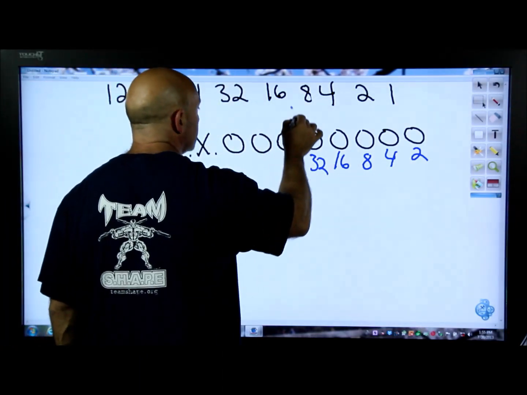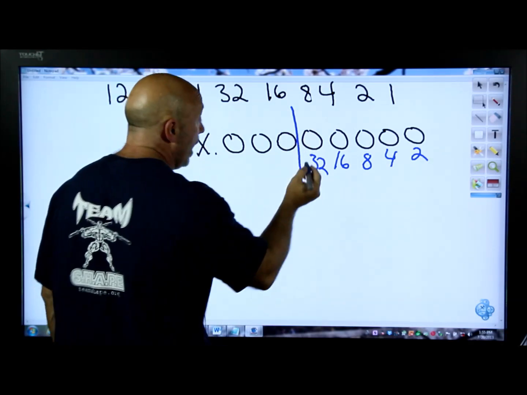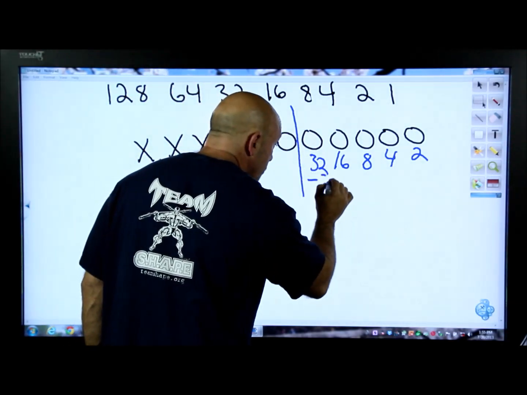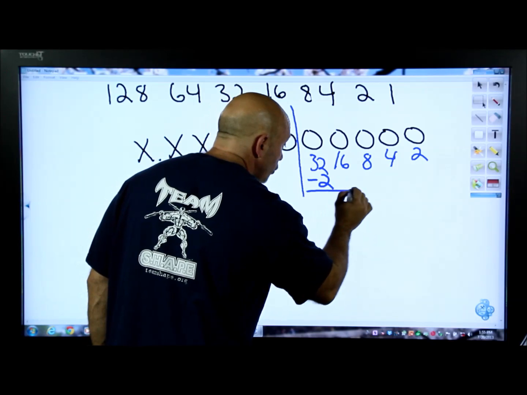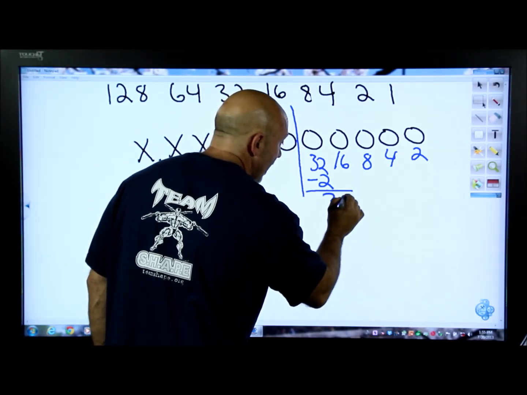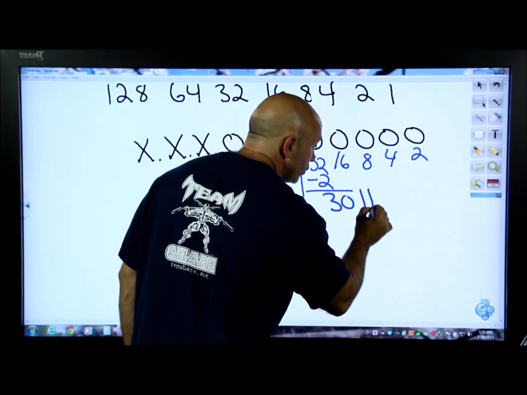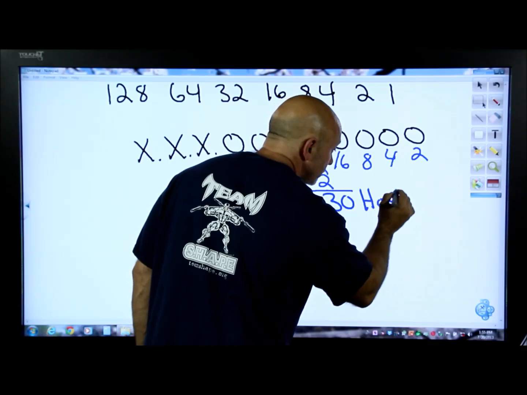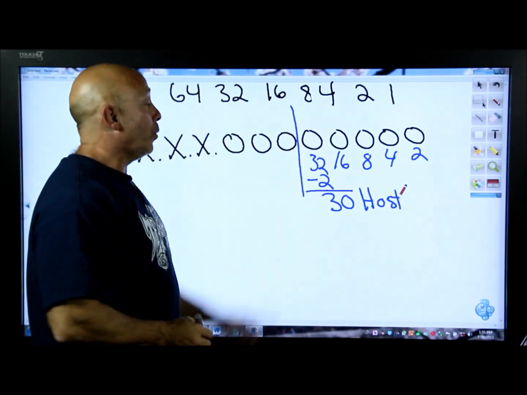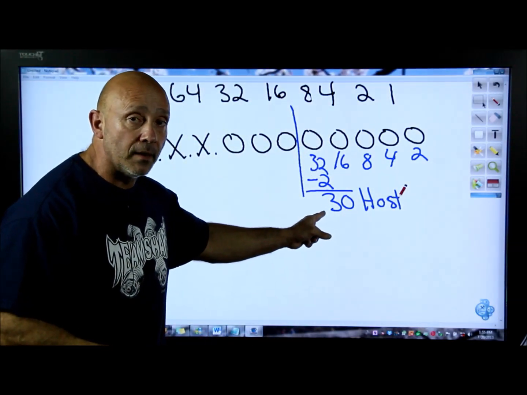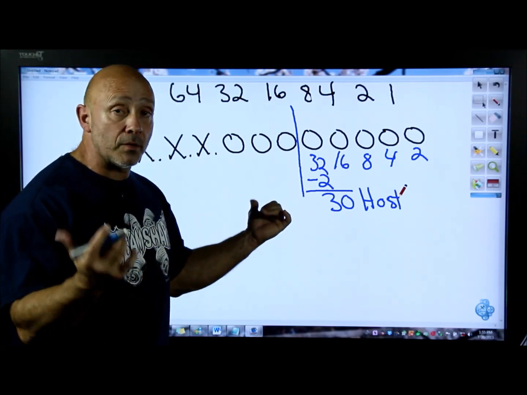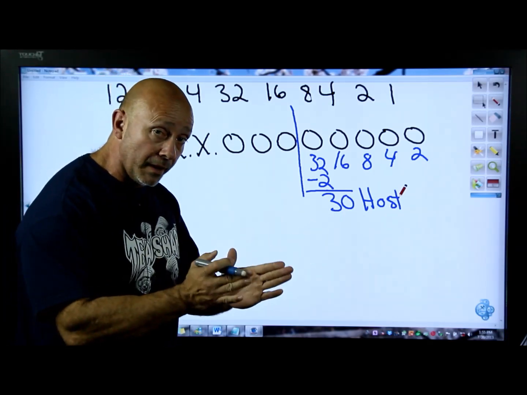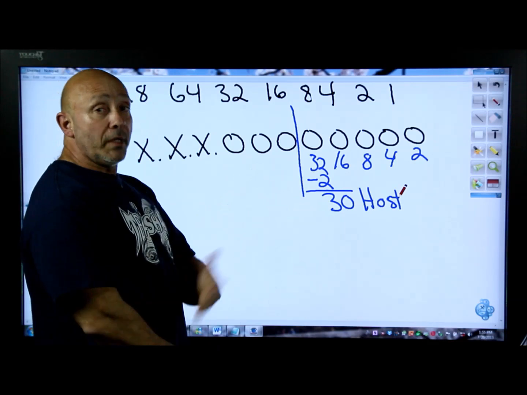Let me draw my line. There's my line. And we know that we have to subtract 2 on the host side, right? That will give us actually 30 hosts. Why do we subtract 2 on the host side? Because the network ID and the broadcast address can't be used, only what's in the middle, the range. So we got 30 hosts, we need 22.